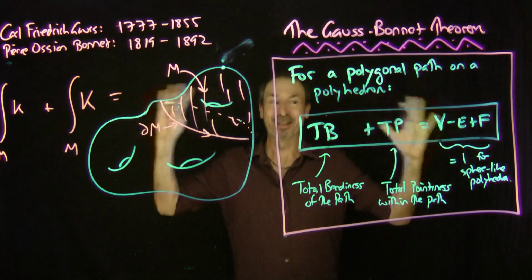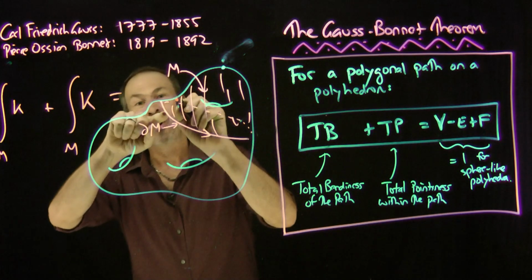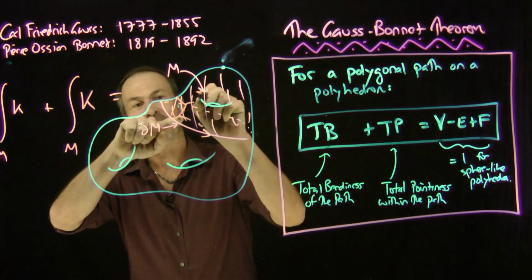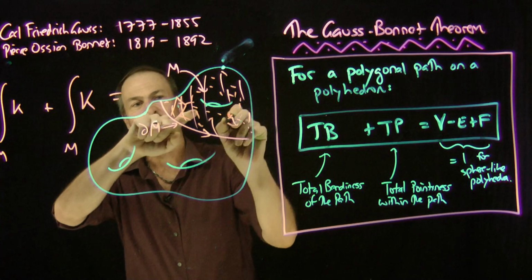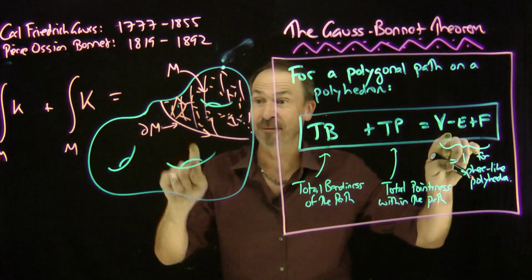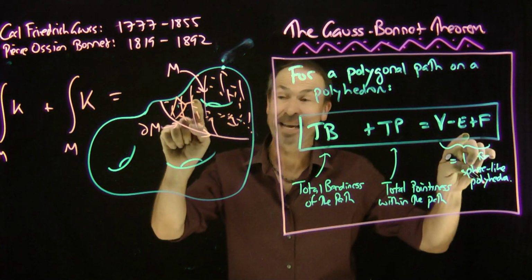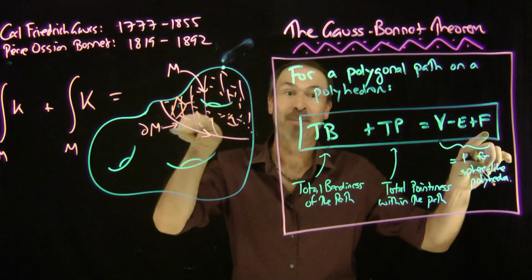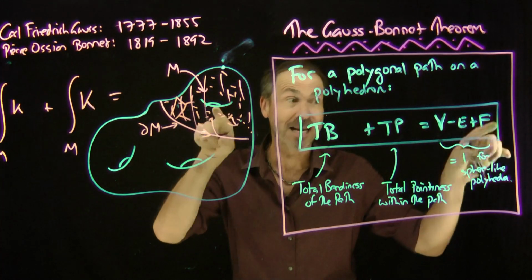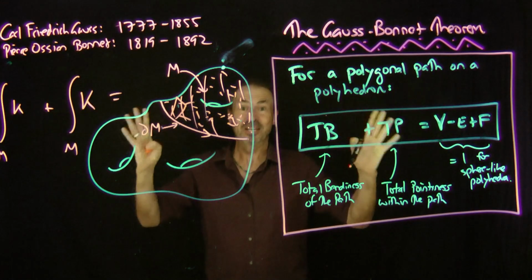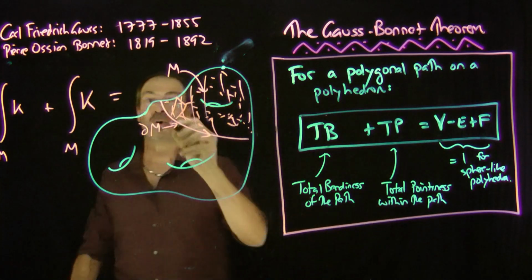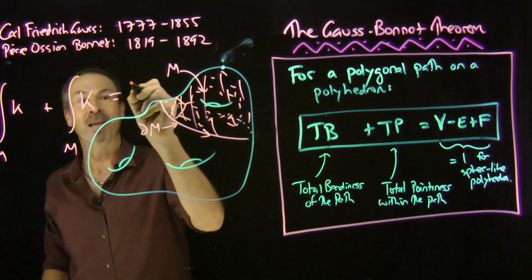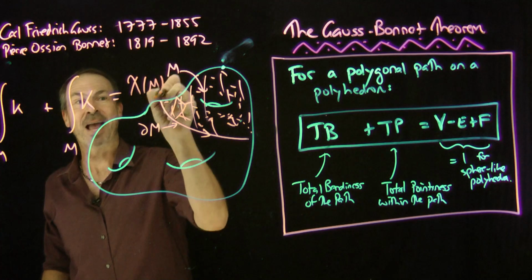However, another amazing result: if I were to cover this with little triangles everywhere, just approximate this by coverage of triangles, then I can work out a V for how many vertices I used, an E for how many edges I used, and an F for how many triangles, or faces, I used. Great, and get a number. This number turns out to be the same no matter what. It's called the Euler characteristic of M. People use the symbol chi of M.